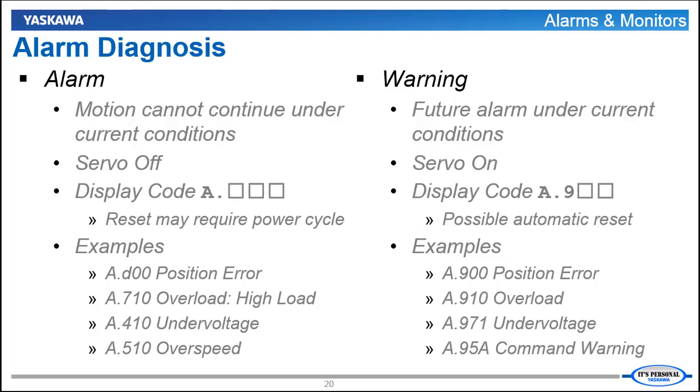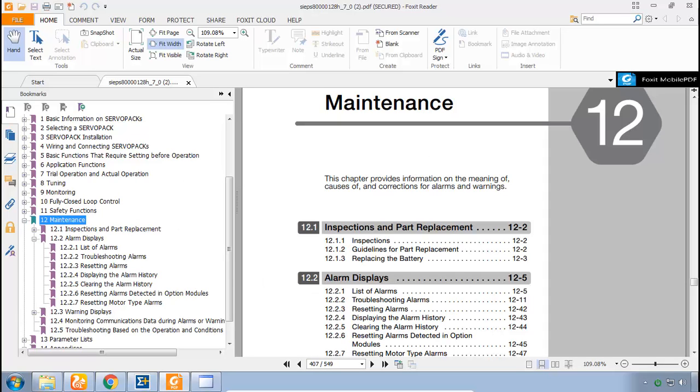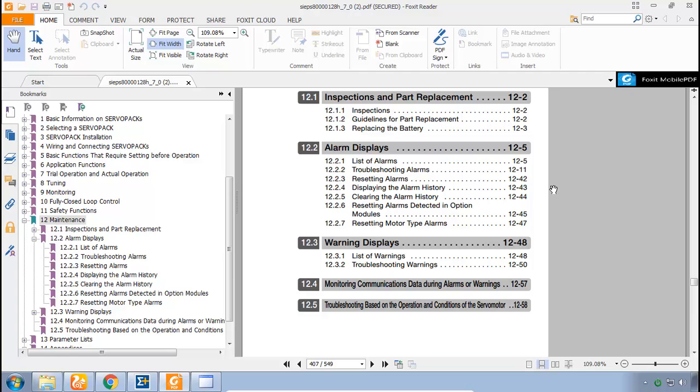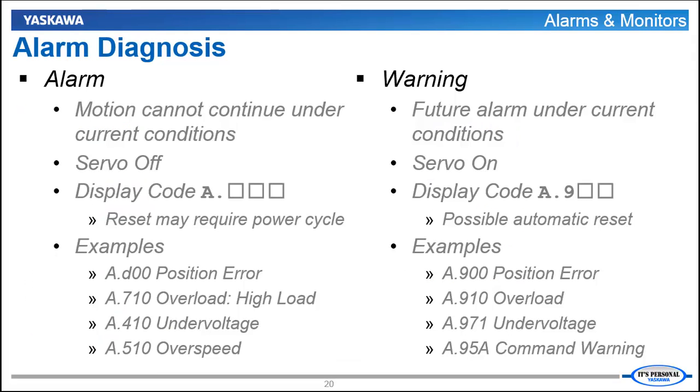When troubleshooting Yaskawa servos and looking at these codes, it's important to understand the difference between these terms, alarm and warning. This distinction can be seen in the maintenance section of the manual, with this division between alarm displays and warning displays. We use the term alarm to mean that motion cannot continue, and so the servo automatically turns off. If the motor was moving, it will stop according to the alarm stop mode setting, and the alarm code will appear on the front of the panel like we saw with the letter A and then 3 digits after that.